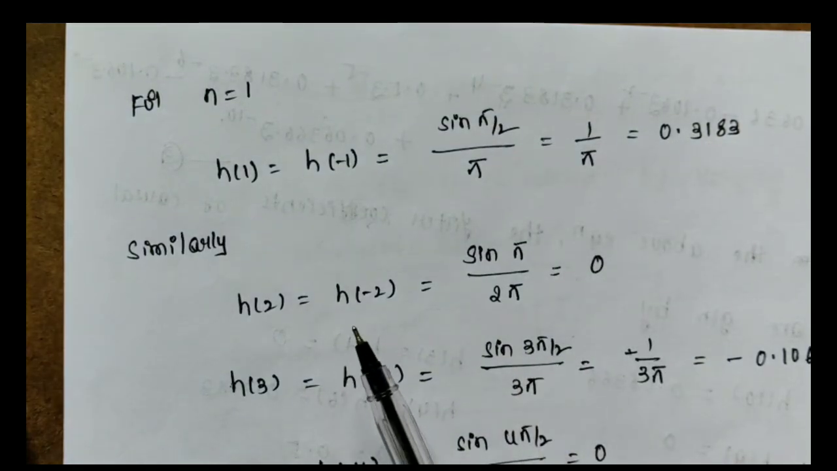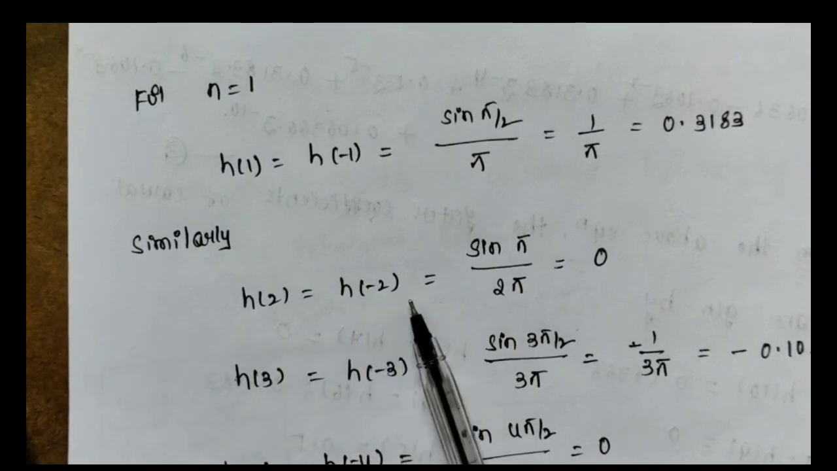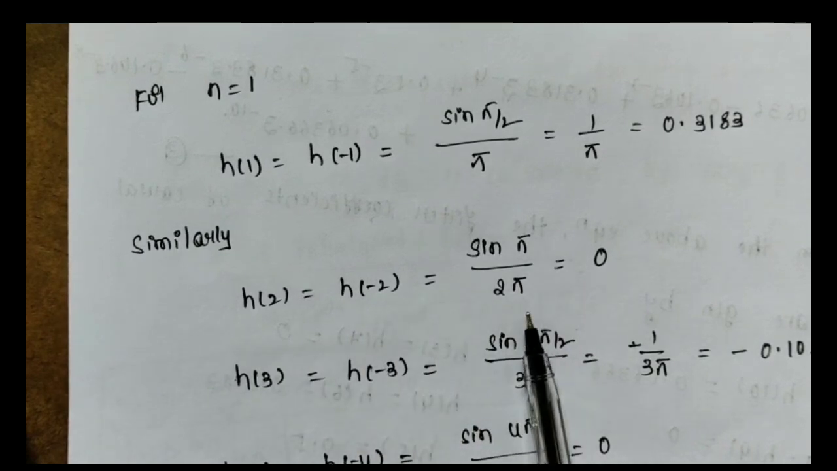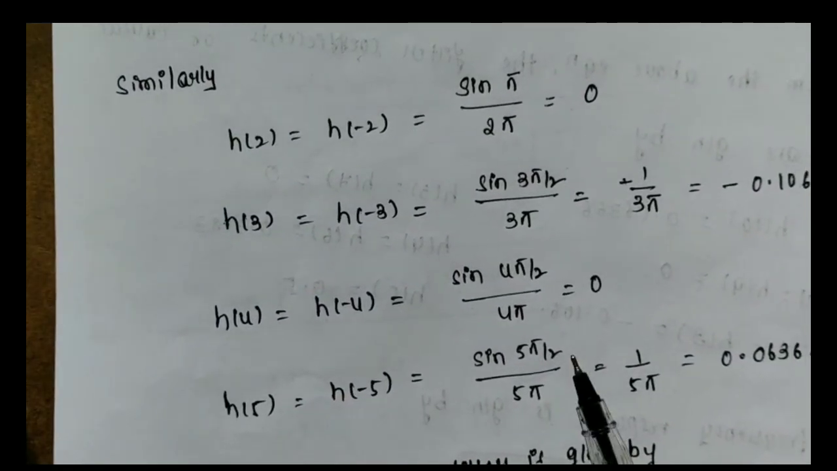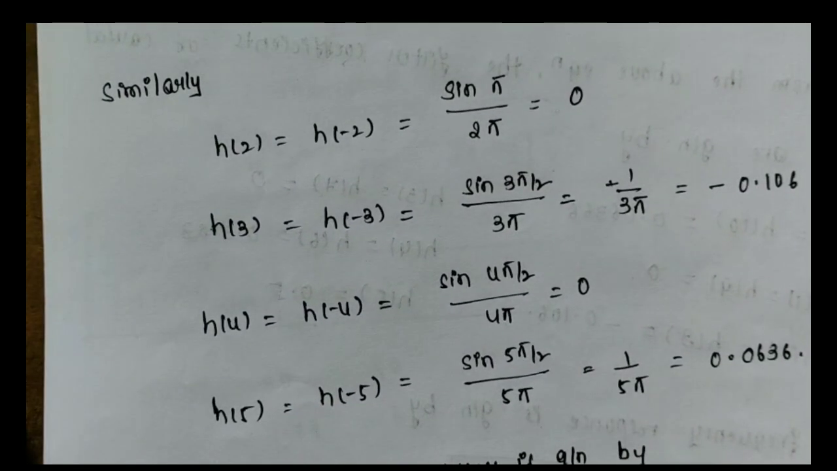Now similarly, h of 2 is equal to h of minus 2 is equal to sin pi by 2 pi, which is equal to 0. h of 3 is equal to h of minus 3 is equal to sin 3 pi by 2 by 3 pi, that is equal to minus 0.106. h of 4 and h of 5 also. So you have to find out till 5, because we have truncated our values to till 5 only.